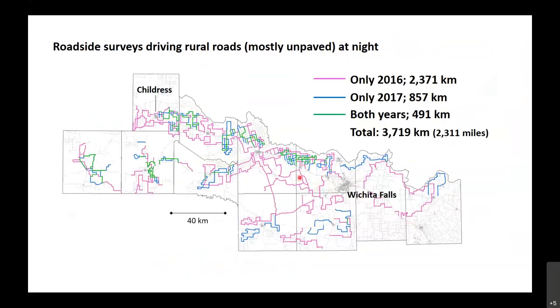Okay, so this map is showing the rural highways and roads that were mostly unpaved that we used in doing a range-wide survey again in the summers of 2016 and 17, where we would drive at a very slow rate of speed along these rural roads and, using a spotlight, try to find kangaroo rats crossing the road, in the road, or along the roadside. And so this covered a lot of miles, kilometers, as you can see here, in both years. So a relatively thorough survey.